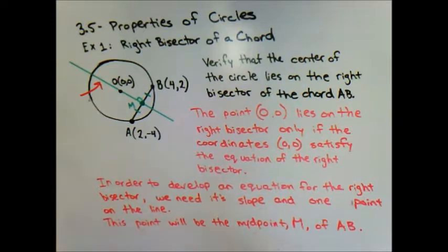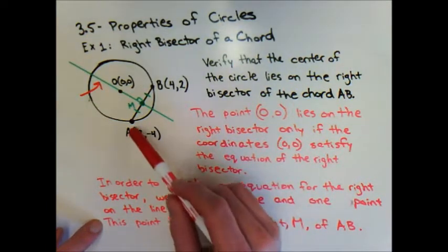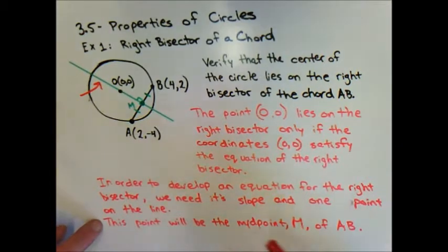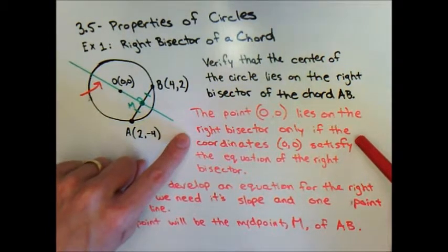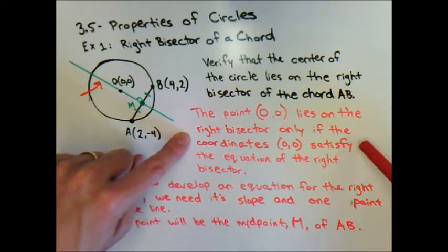So now you can think about that backwards and say, okay, first I need the midpoint of AB, then I'm going to use the midpoint of AB and the slope, which is the opposite reciprocal of the slope of AB. Once I have both of those things, I can generate an equation for the right bisector. Once I have an equation for the right bisector, I can sub in the point 0, 0 and see if it's true. So this is our method of problem solving.